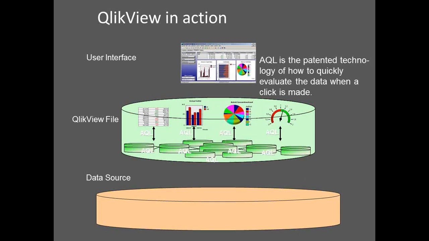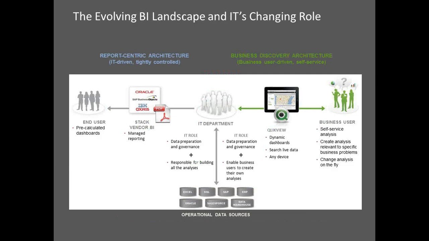QlikView uses a patented technology called AQL, Associative Query Language, for pulling the data from the normalized structures into the hypercubes. So we have seen technically how QlikView works. An important feature is that it lets you work offline. The data is associative. Hierarchies don't have to be defined. It's very easy to create visualizations.